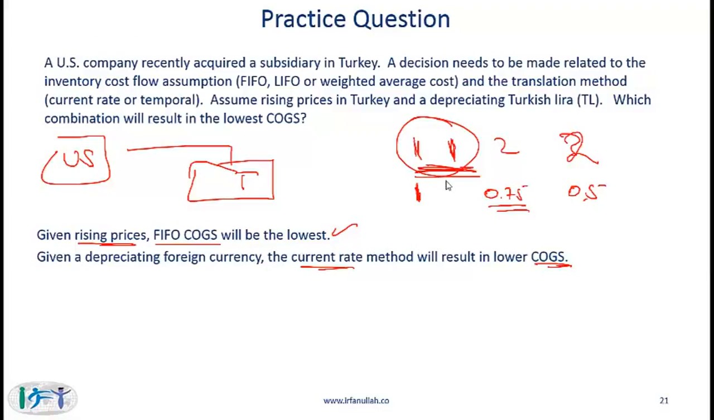So that means that we will also need to use the exchange rate based on early in the year, which is relatively high. Remember, the currency is depreciating. So if we are using these relatively high exchange rates, then COGS as expressed in the presentation currency is going to be relatively high with the temporal method. Therefore, we can say that the current rate method is going to give us a lower COGS when expressed in the US dollar or the parent's presentation currency.